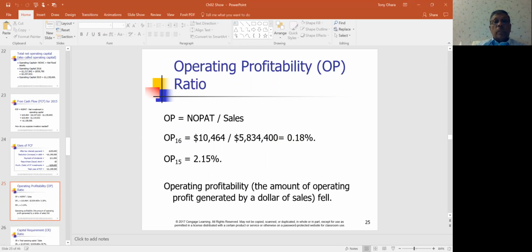In this one, you can see we're talking about NOPAT per sales. That is generally what it takes to generate $1 of sales. And you can see here we have two values. Operating profit, the amount of operating profit generated for $1 of sale fell between 15 and 16. You can see operating profitability.